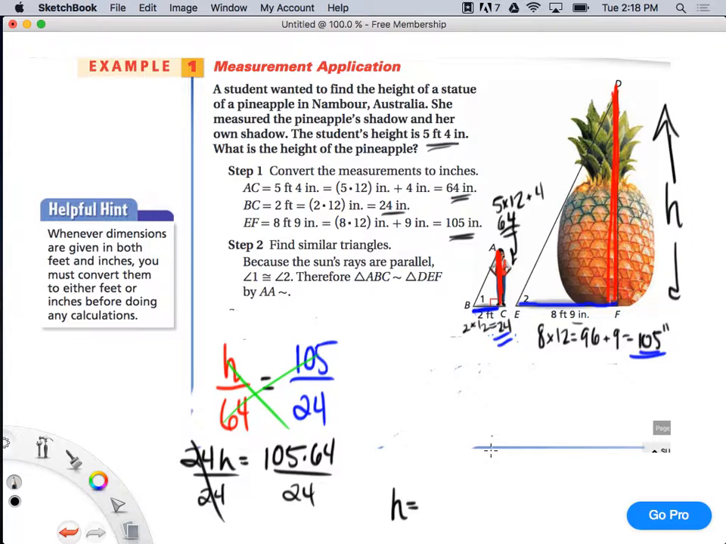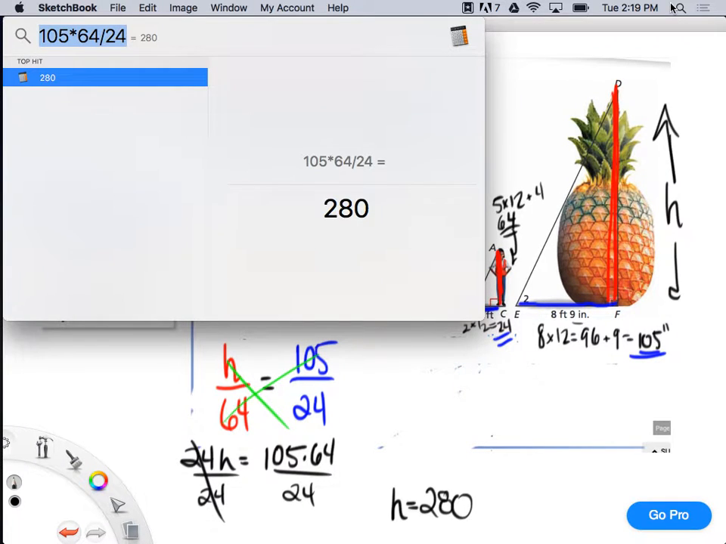Why don't we just multiply 105 and 64? We did 105 times 64 and then divided it by 24. That just says times. You didn't actually multiply. I divided here. You just wrote it. You didn't actually do it. He used a calculator. Oh, okay.